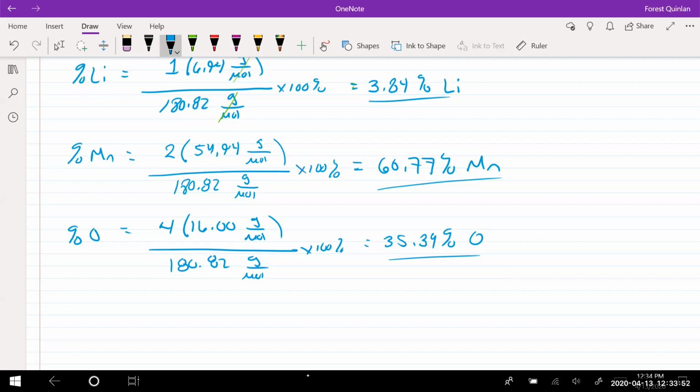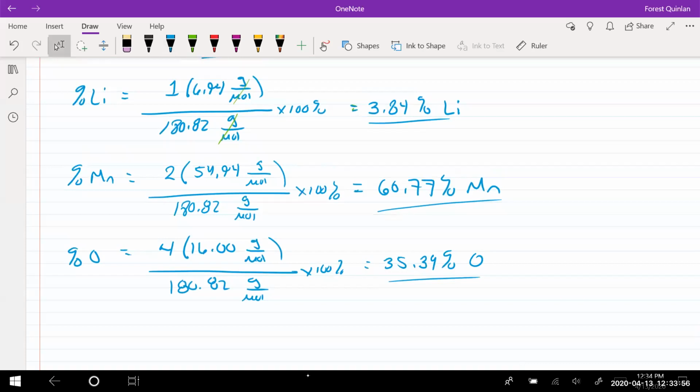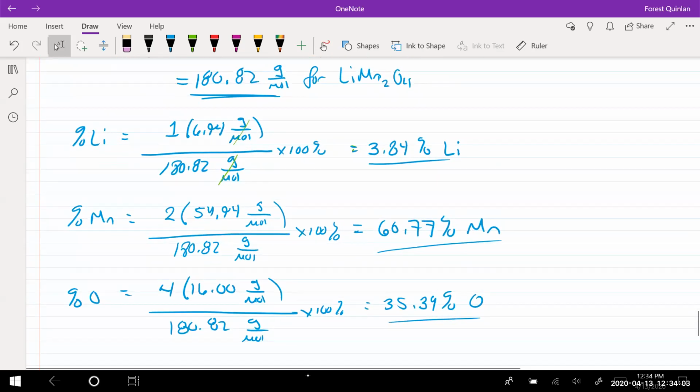Now, I do want to point out just real quick, and I'll scroll it back up for you, Destiny, in just a second. Notice that it looks like most of this thing is manganese, but in the compound, it looks like there's 4 oxygens, and they should be dwarfing everything because there's 4 of them to 3 of the others.